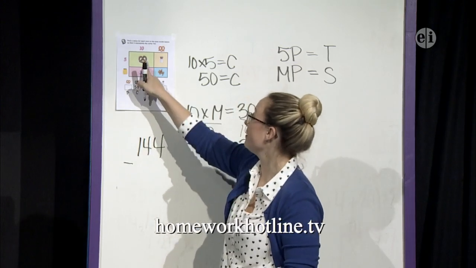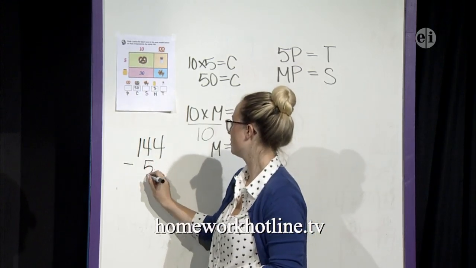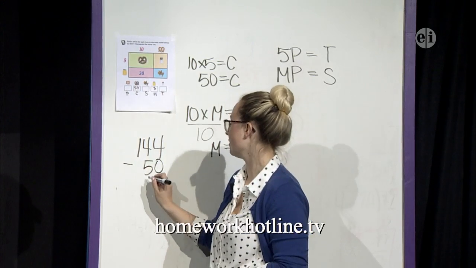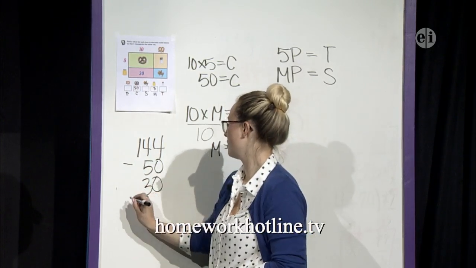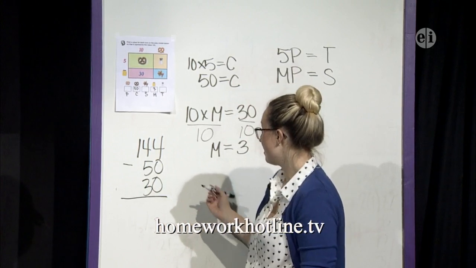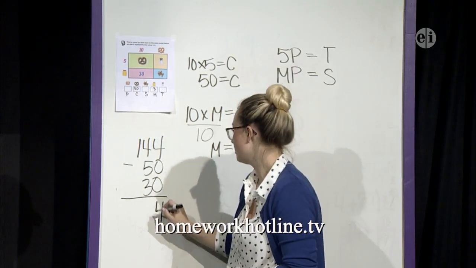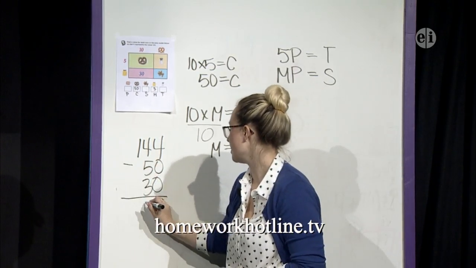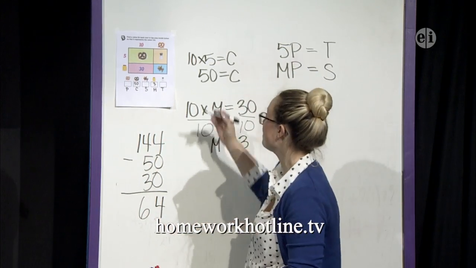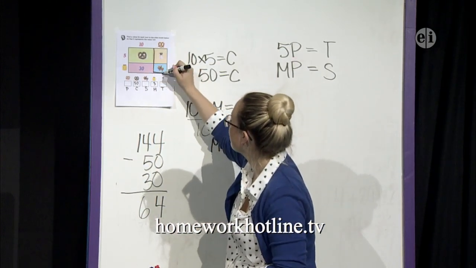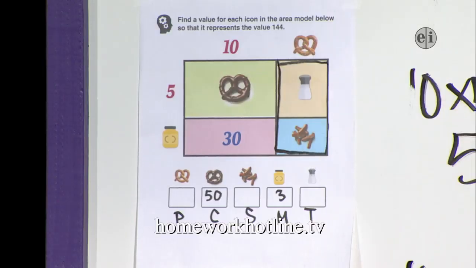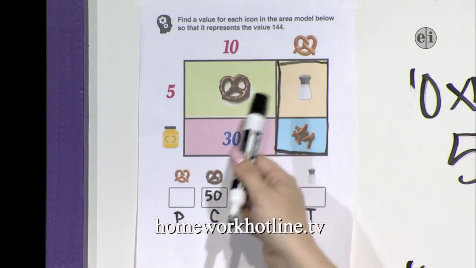I already have 50 here, and I have 30 here. So the area that I'm trying to find left, 144 minus 50 minus 30, is 64 for this whole area. So I still have to break it apart, but I do know this is 5 and this is 3.